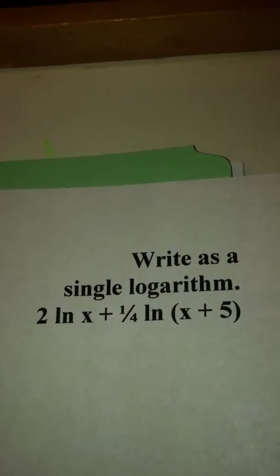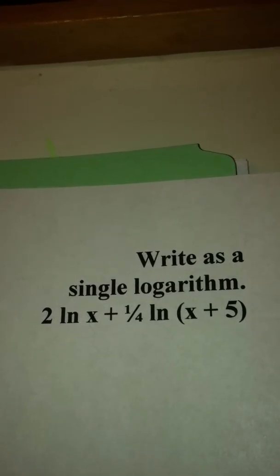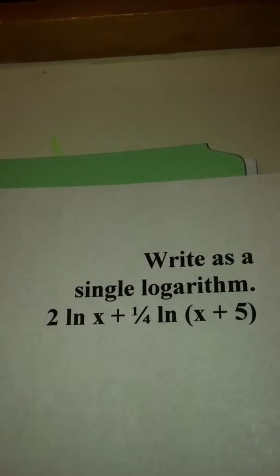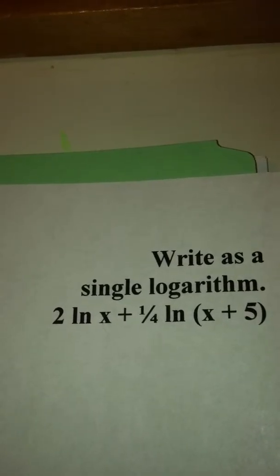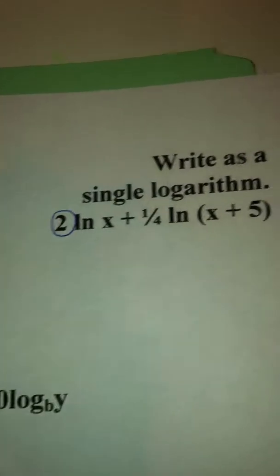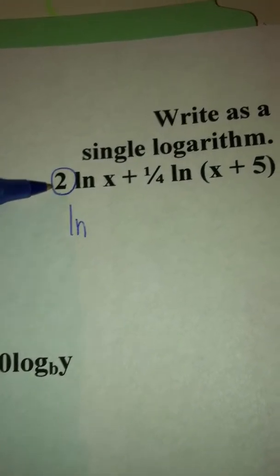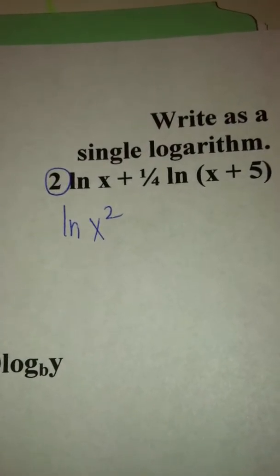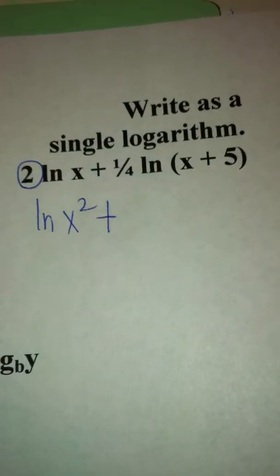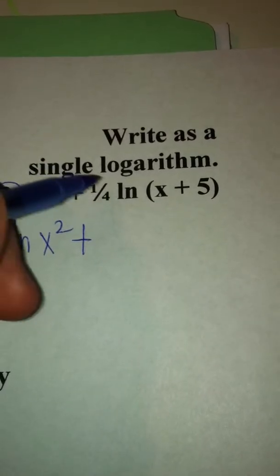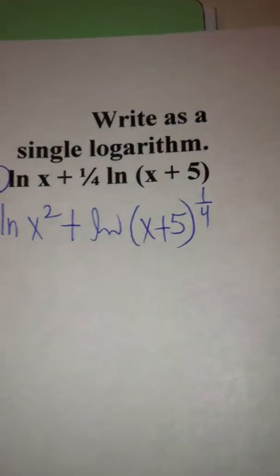In this example, we need to express it also as a single log. So again, we're going backwards, or a single natural log in this case. Using the power rule backwards, we take the number and write it back as an exponent. So we have natural log x squared plus, and do the same thing with the 1/4. That will give us natural log of x plus 5 to the 1/4 power.